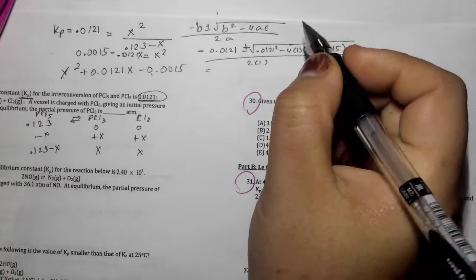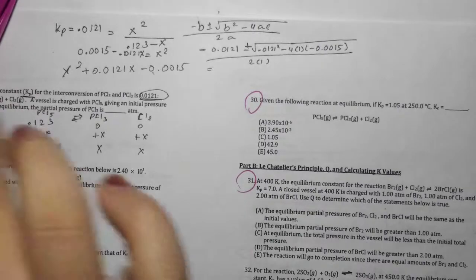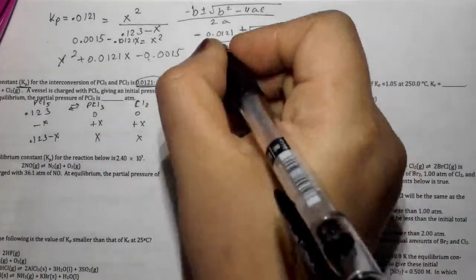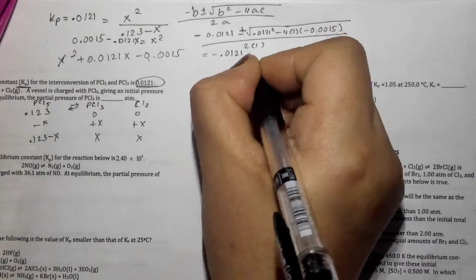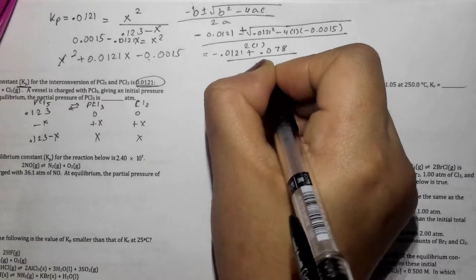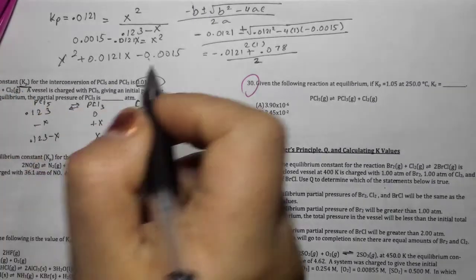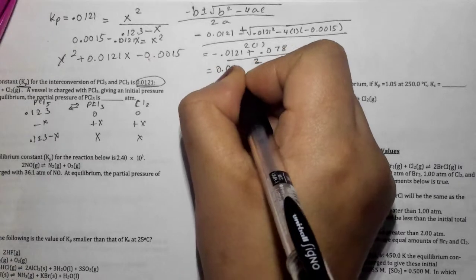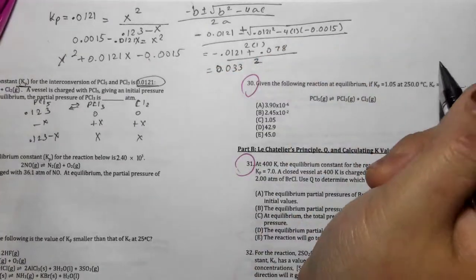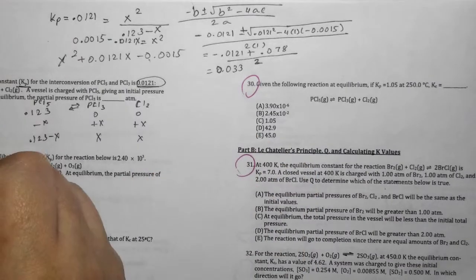Right, that will give you... Okay, square root that one. And then so negative 0.0121 plus 0.078 divided by 2. Okay, so that's going to be 0.033. So 0.033 is x, and we're looking for PCl3, which is x.